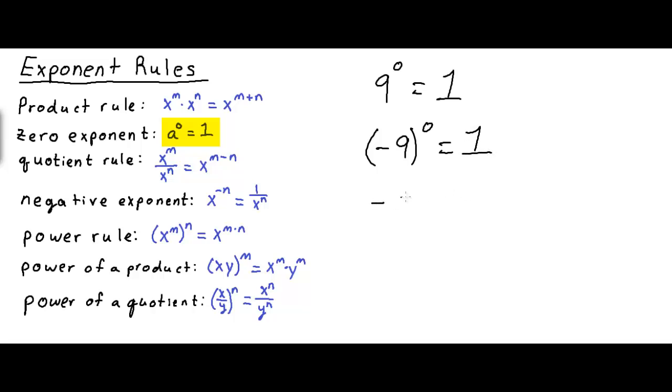However, what if we have negative x to the 0 power? That 0 power is only going to the x that's right in front of it. So that negative stays there, and we end up getting negative 1. Just a quick couple more. If we have, let's say, negative 17 to the 0 power, again, that 0 is only going to that 17. So again, we get negative 1.